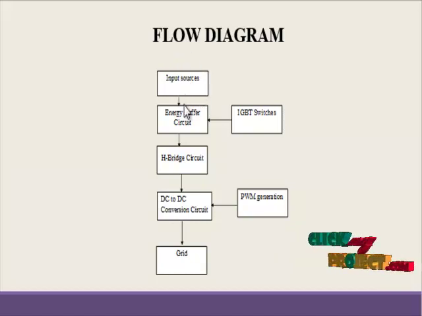After that we add the energy buffer circuits, where we use 4 switches. We are using IGBT switches. In this process, for the buffering circuit we use IGBT circuits. The energy buffer circuit and the H bridge circuit operate according to the PWM techniques.